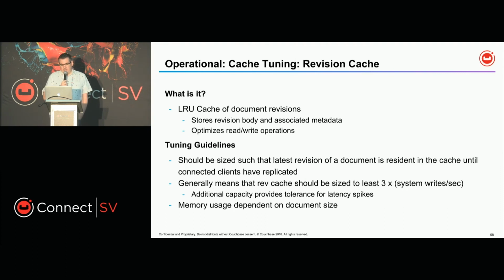Some high-level tuning guidelines: you generally want to size the revision cache such that the latest revision of the document is resident in the cache until connected clients have replicated. So if a Sync Gateway has a few thousand connected clients, you want to ensure that the revision stays resident until that document gets replicated to the connected clients. As a rough rule of thumb, that usually means that your rev cache should be sized to at least 3 times your system writes per second. So that gives you a 3-second window for Sync Gateway to push that out to everyone. Obviously, additional capacity there just provides some more tolerance for latency spikes.